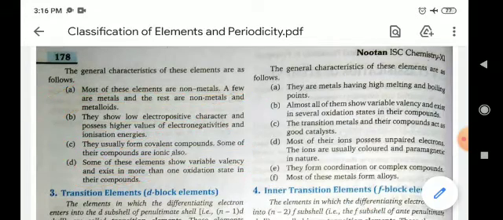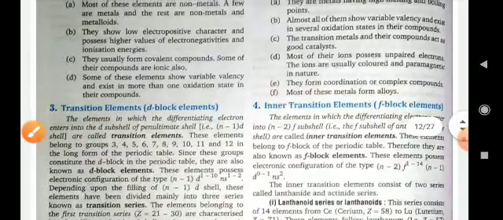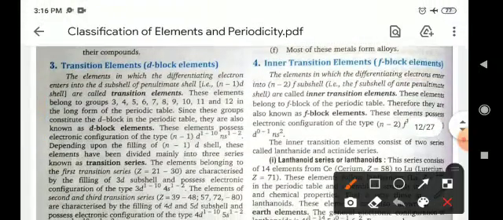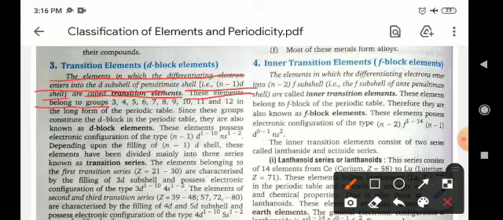Okay. Now, transition elements are d block elements. So, the elements in which the differentiating electrons enter into the d subshell of the penultimate shell, that is the (n minus 1)d shell, are known as transition elements, and these elements belong to groups 3 to 12 in the long form of the periodic table.